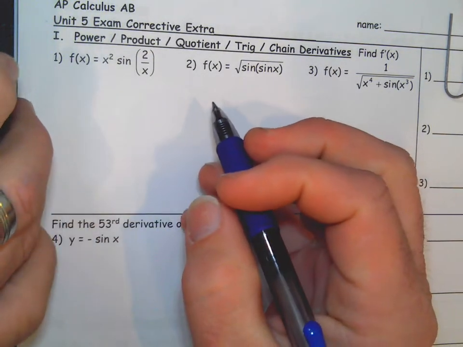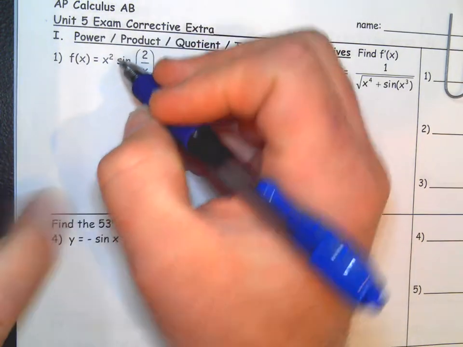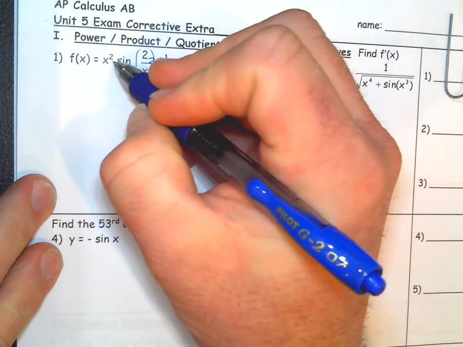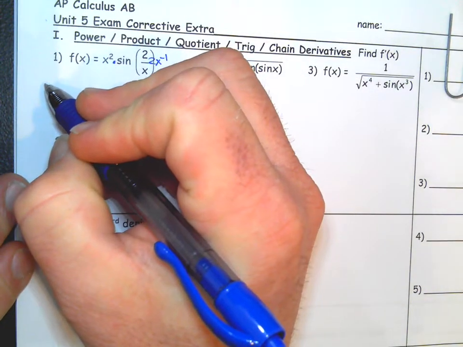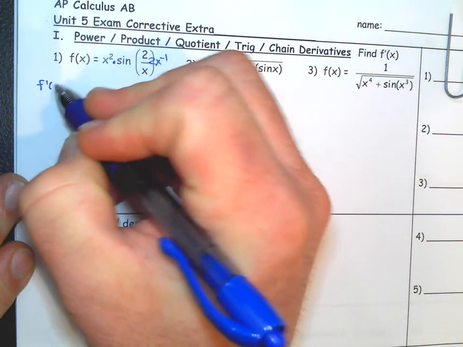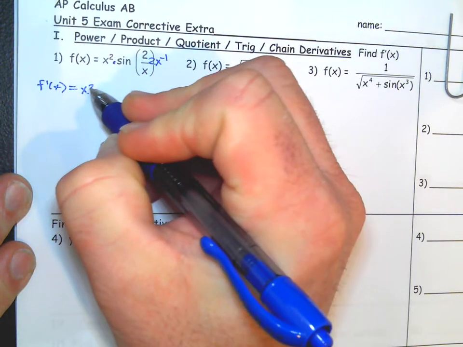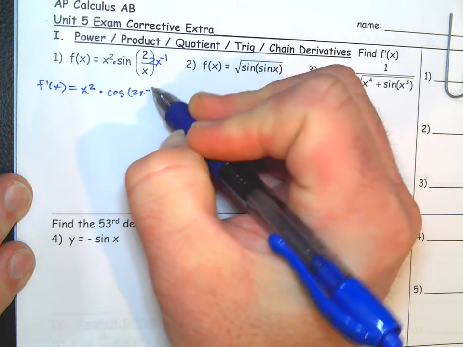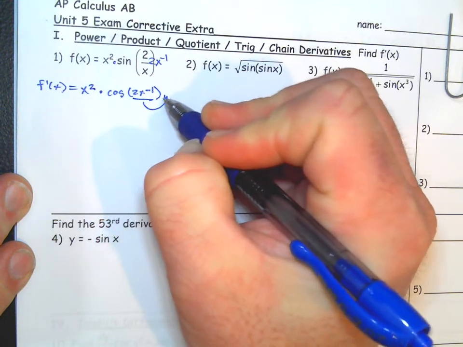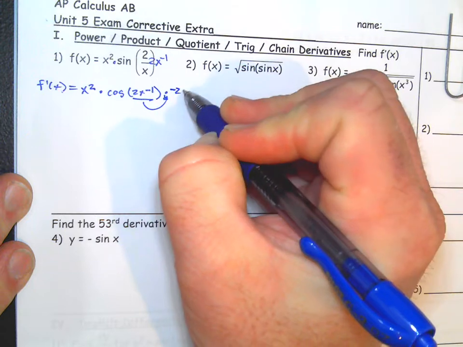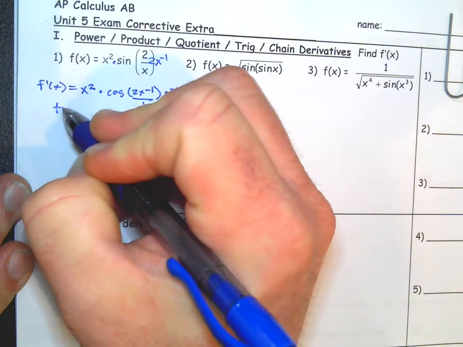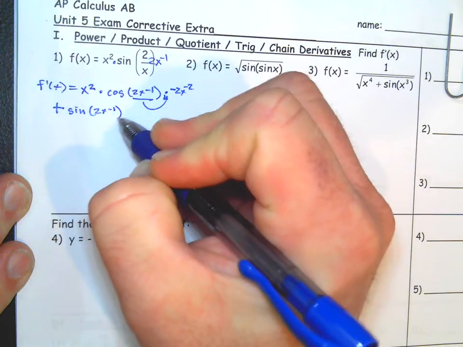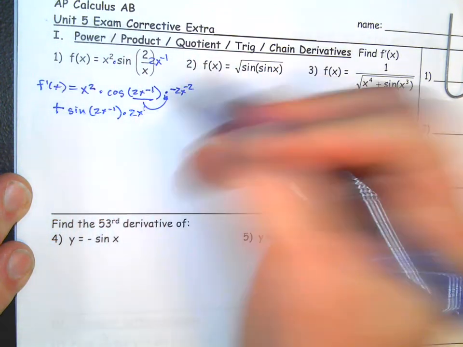So let's do these. We're trying to find the derivatives. I'm going to think of this as 2x to the negative 1. We have a product rule here. So f prime of x equals x squared times the derivative of sine, which is cosine. Leave the inside the same, times the derivative of what's inside, negative 2x to the negative 2, plus sine of 2x to the negative 1 times the derivative of x squared, which is 2x to the first.